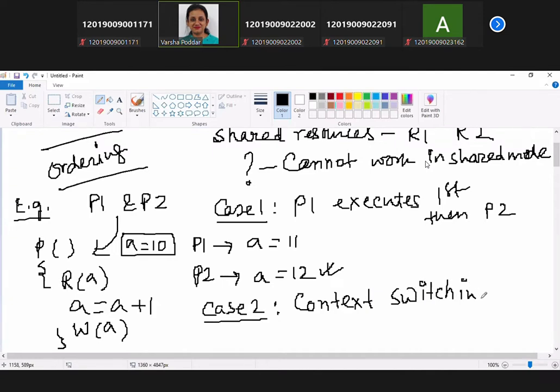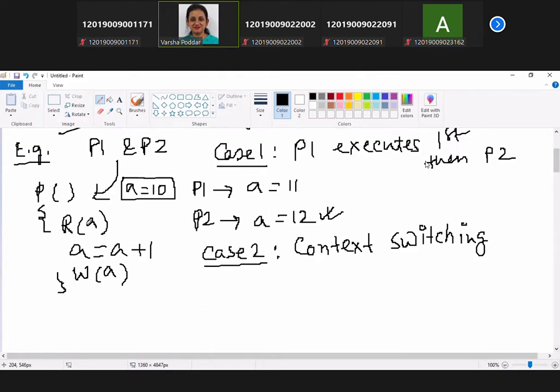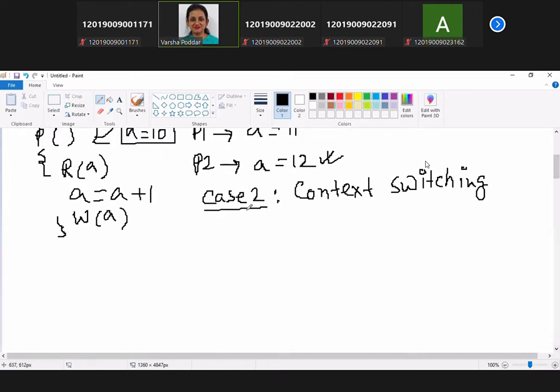The context switching concept you have already learned in DBMS also. So what is it? Suppose P1 is starting the execution, and at this point P1 does the read of A. Let me write it like this: this is the P1 portion, and this is the P2 portion.